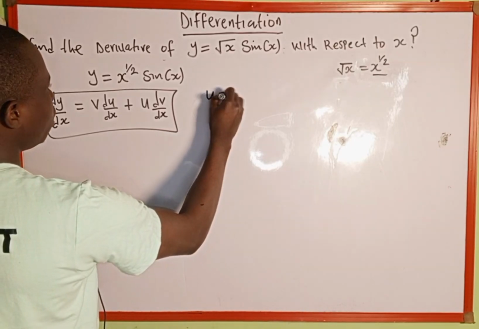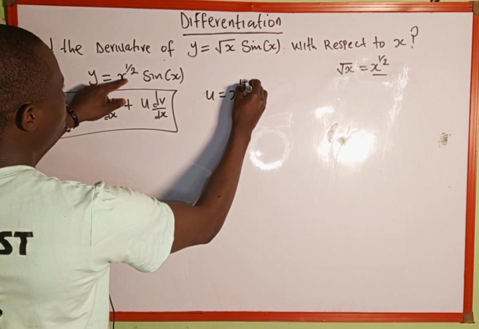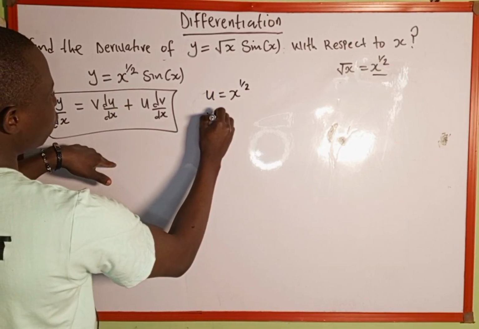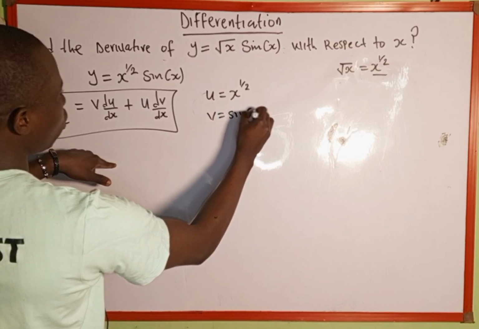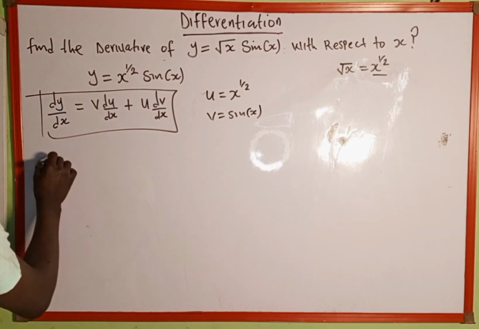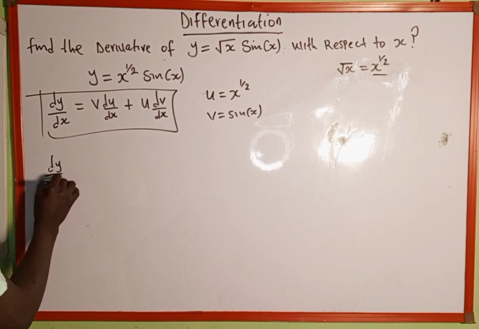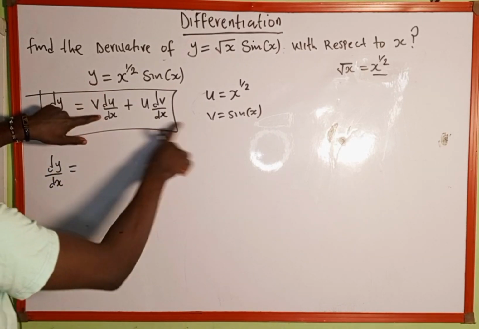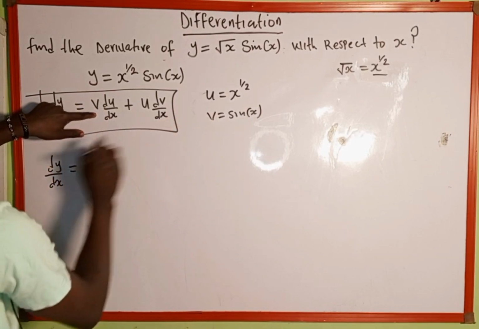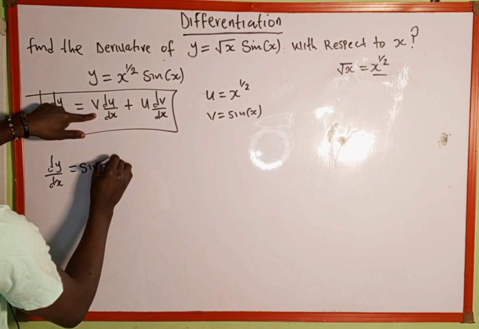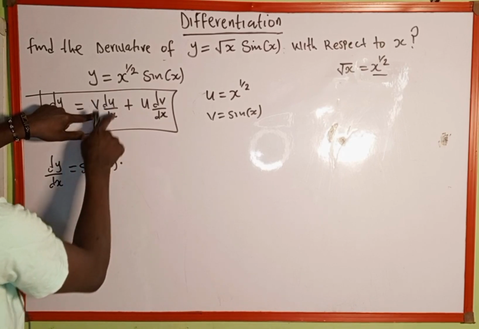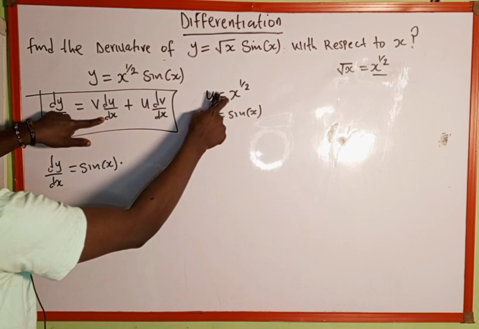We let u be equal to x raised to the power of 1 over 2. Then we let v be equal to sine of x. So using the formula, the derivative of y with respect to x is going to be equal to what? v du, and v is what? Sine of x, then multiply by du over dx, the derivative of u with respect to x.